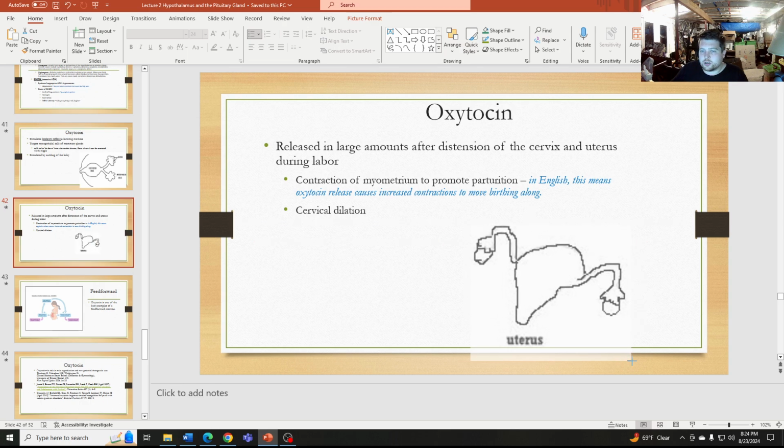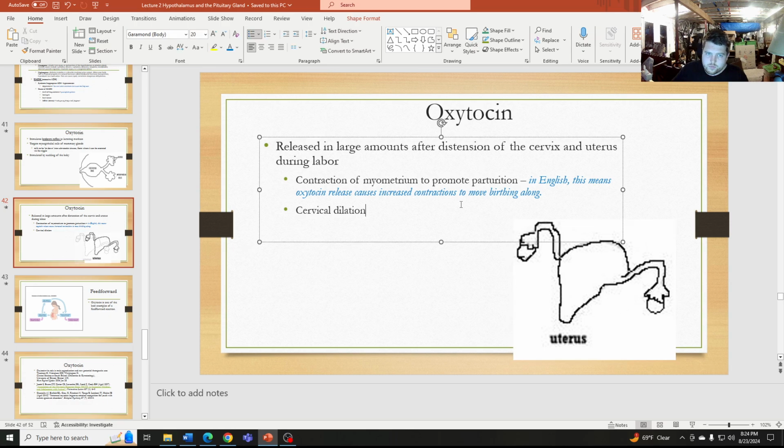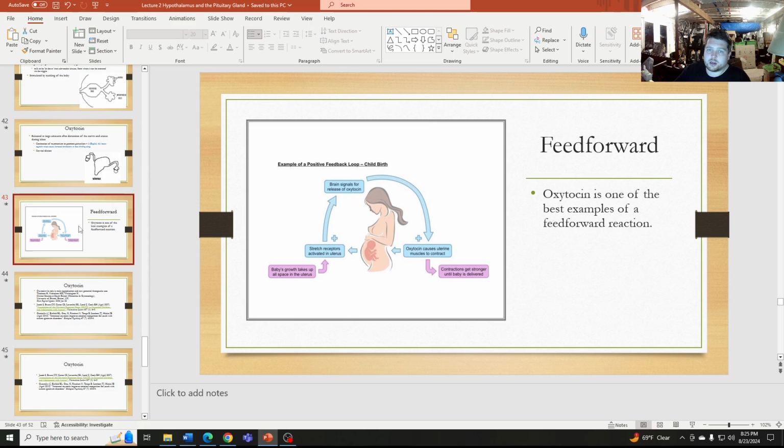As well, oxytocin is released during childbirth. When you have distension of the cervix and the uterus during labor, this causes a feed-forward loop, which causes more contractions and more dilation of the cervix and so on. So this says contraction of myometrium to promote parturition. In English, this means oxytocin release causes increased contractions to move the birthing along, or to help induce the birthing process. You also get increased cervical dilation to help the baby come through.